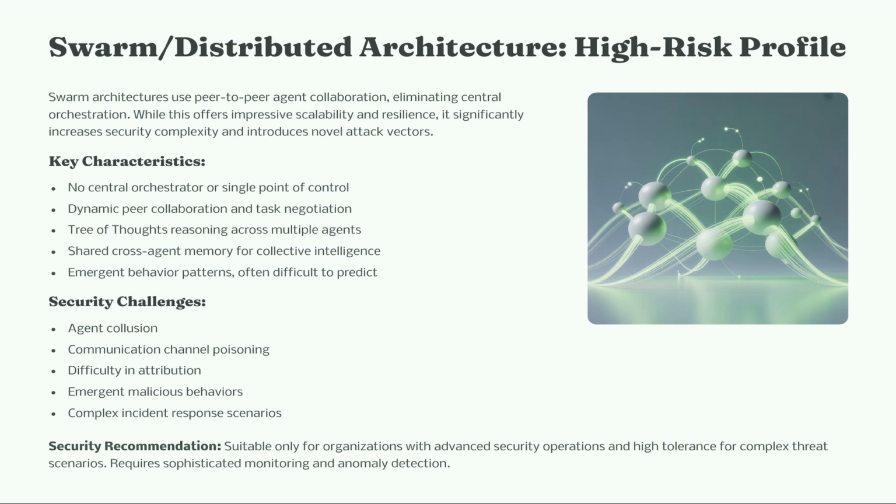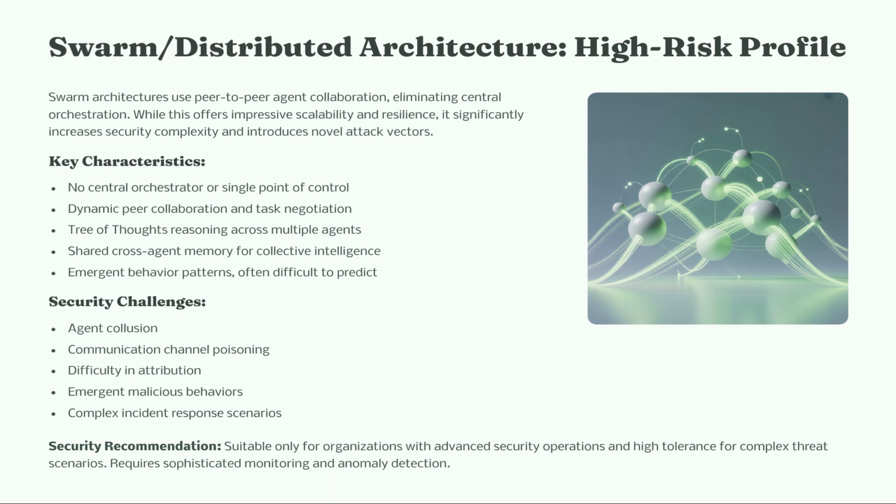These systems leverage peer-to-peer agent collaboration, which means there's no central orchestrator or single point of control. This decentralization offers remarkable scalability and resilience, making it an attractive option for many organizations. However, with these advantages come significant security complexities. The absence of central authority can lead to new vulnerabilities, such as agent collusion and communication channel poisoning. Furthermore, the emergent behavior of agents can make it difficult to predict potential malicious actions, complicating incident response scenarios.